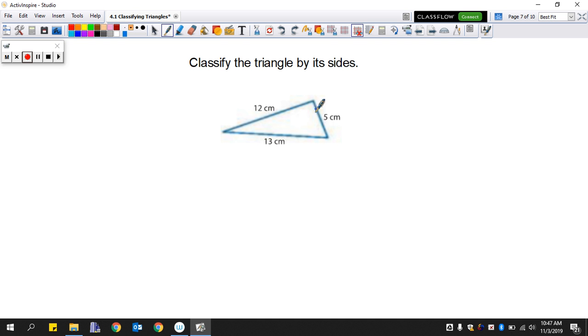The next one, we don't have any actual measures, but we have the congruency marks. So here we have one set of congruency marks showing that two sides are congruent. And if two sides are congruent, that means that is an isosceles triangle.